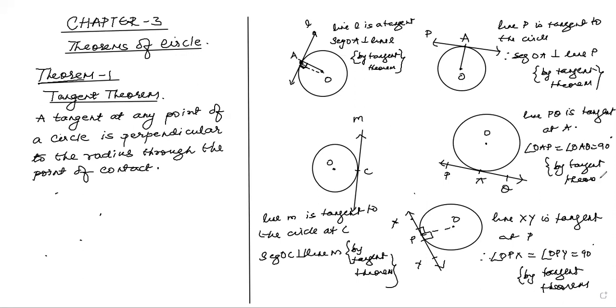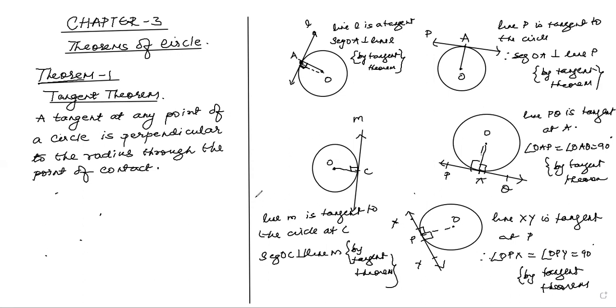That means one thing is very clear. I showed you so many examples. The moment you see a tangent, what should come to your mind? It's perpendicular to the radius, or it makes an angle of 90 degrees with the radius.